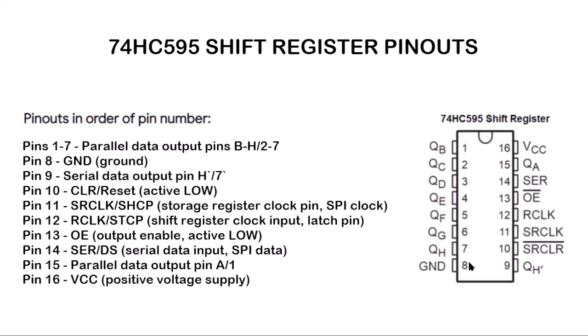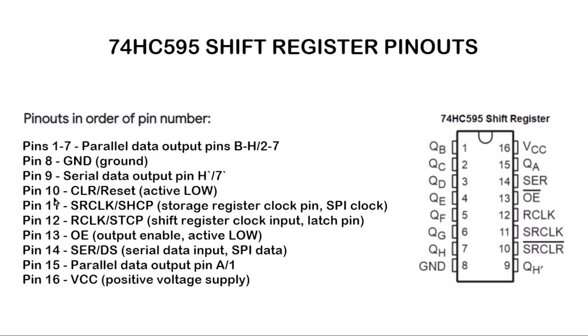Okay, number 8 is the ground, and I've got mine going to the same side where I have my positive rail and my negative rail, on the right side of the cobbler part of the Raspberry Pi breadboard layout, the way I have my layout. And then number 9 is the serial data output pin, Q_H prime, and what this does is make it so you can daisy chain other shift registers when you want to put two or more registers together. This is what this is going to be for.